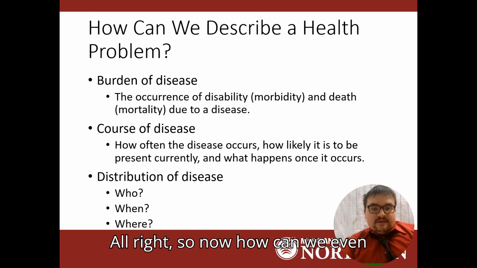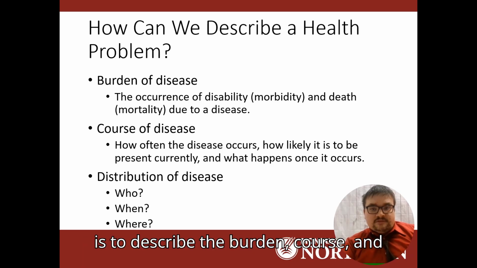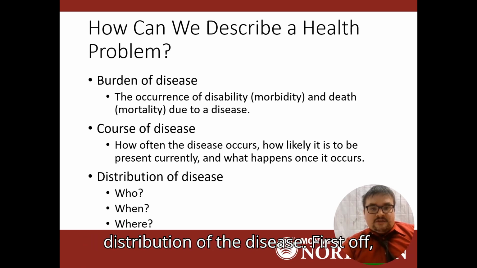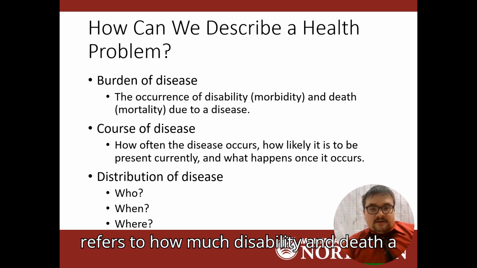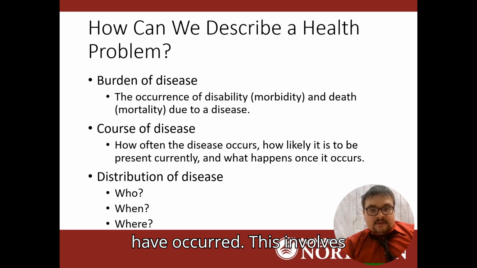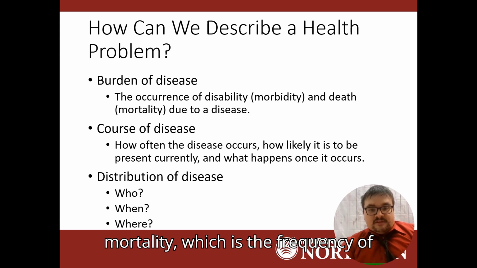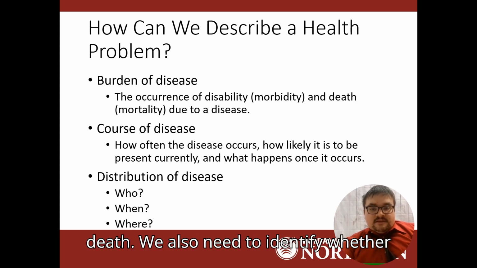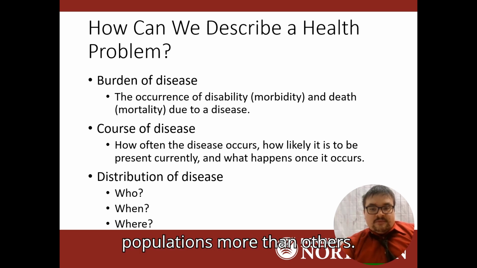All right, so now how can we even describe a health problem? Well, the first step in addressing a health problem is to describe the burden, course, and distribution of the disease. First off, for the burden of disease, this refers to how much disability and death a disease causes. We need to assess the current burden and any changes that may have occurred. This involves understanding both morbidity, so frequency of illness or disability, and mortality, which is the frequency of death.